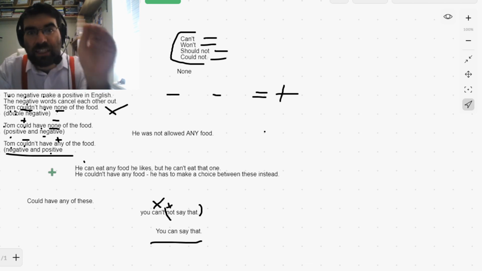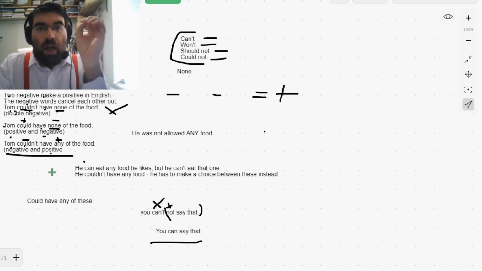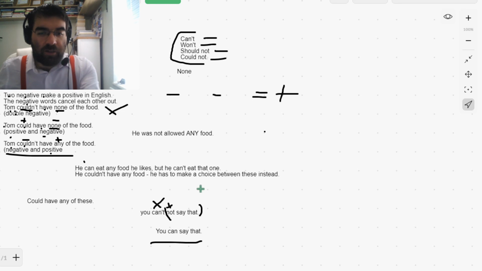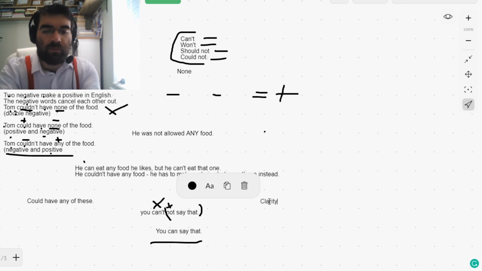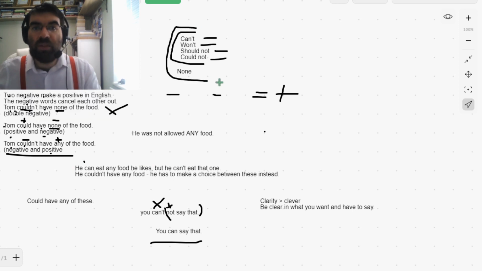But this is why I say, as a rule of thumb, use as few words as possible to get your message across, and clarity above being clever. Be clear in what you want and have to say. Try to avoid using these can'ts and woulds and shoulds and coulds. Be clear. Say what you can and can't instead.